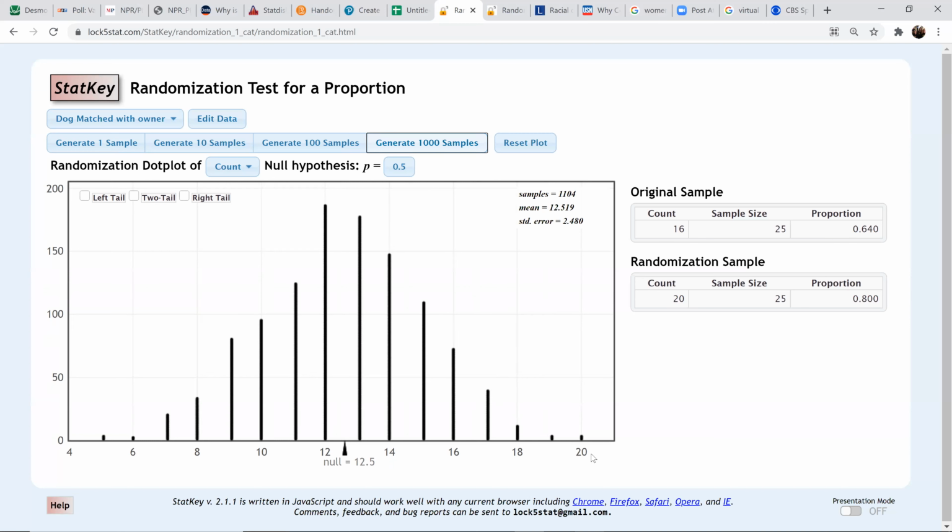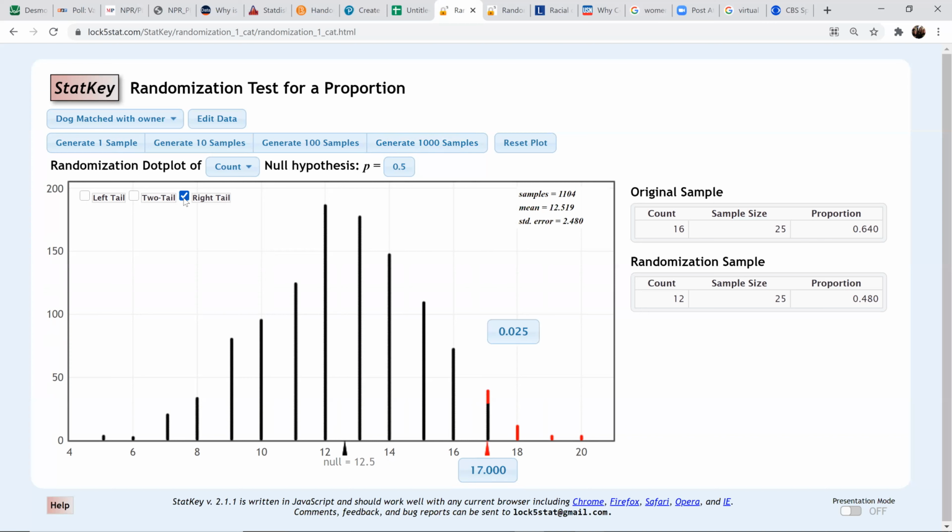Did anyone get anything higher than 20? Did anyone get 21 or 22? No? Okay. I mean, that'd be quite a string of luck. In any case, at some point, you're going to set down a marker and say, you know what? Beyond this point, I don't think this is true.